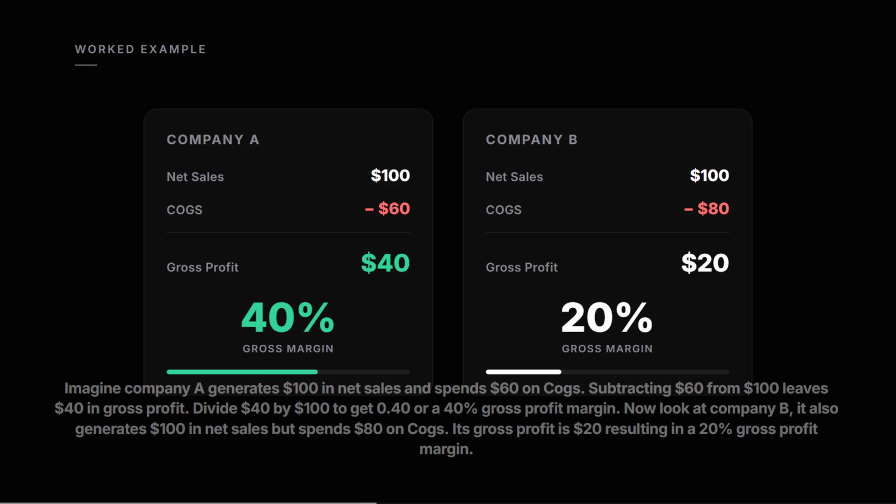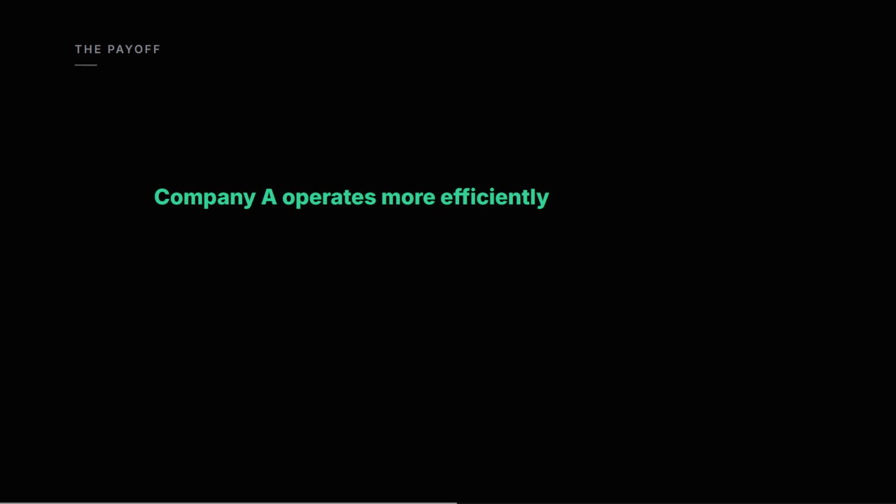Now look at Company B. It also generates $100 in net sales, but spends $80 on COGS. Its gross profit is $20, resulting in a 20% gross profit margin. Company A operates far more efficiently.